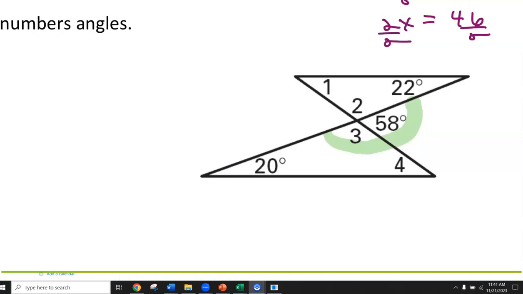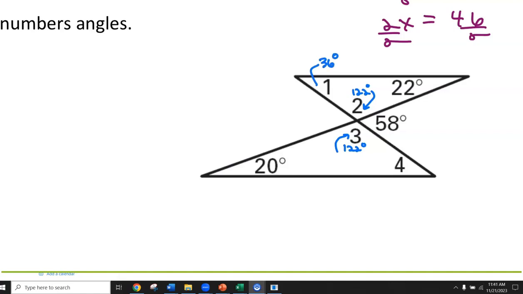Let me just erase this. I'm going to tell you that this angle right here is 122 degrees. Guess what angle 2 is? It's also 122 degrees because angle 2 and angle 3 are vertical angles. Can you figure out angle 1? Well, 180 minus 22 minus 122 gives me a value of 36. So this angle is 36 degrees.